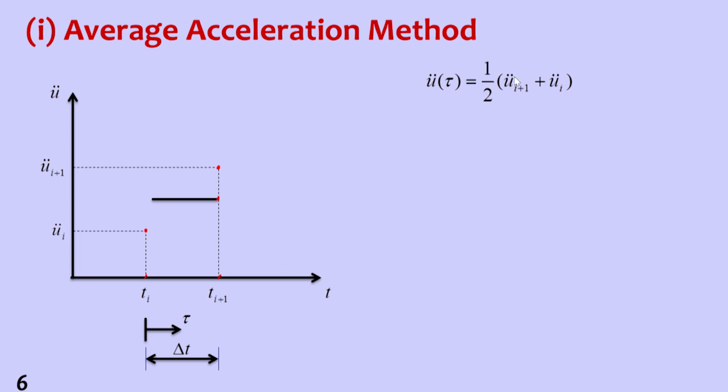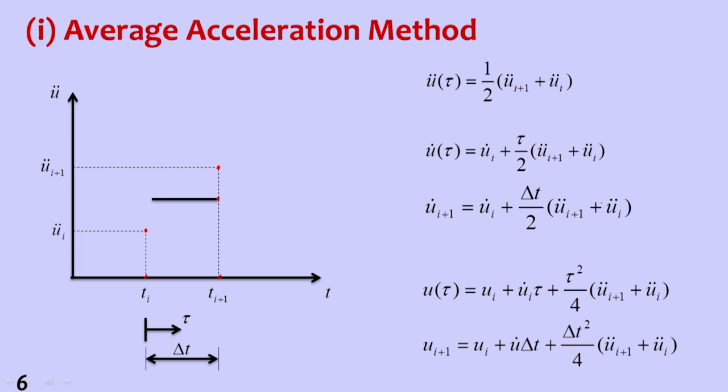So that is the average. Then u dot tau, how do we get that? You integrate it. The velocity at the i plus 1th time instant is u dot i plus delta t by 2 times (u double dot i plus 1 plus u double dot i). This is how we get the velocity value, and the displacement value you can get from this equation, integrating once more and then substituting this time instant.